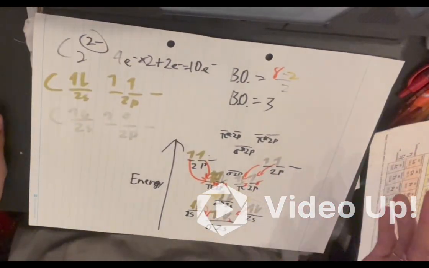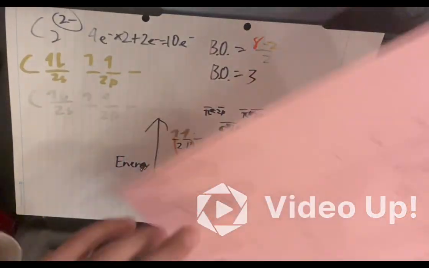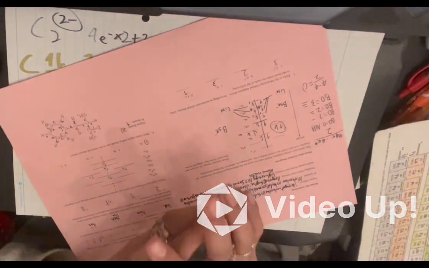Again, you just have to add in the electrons. This whole little chart is kind of unnecessary if you have the pink chart, this pink paper, or if you can just do it in your head. It's honestly not too challenging.